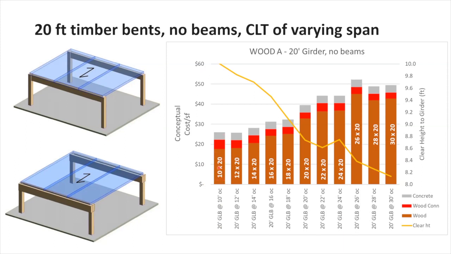The brown section shows the cost of the wood. The red section shows the cost of the connections, the wood connections, and the gray section, the cost of the non-combustible topping, which you'll see is the same for all of them, okay?